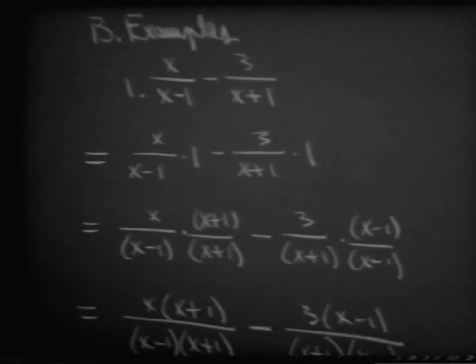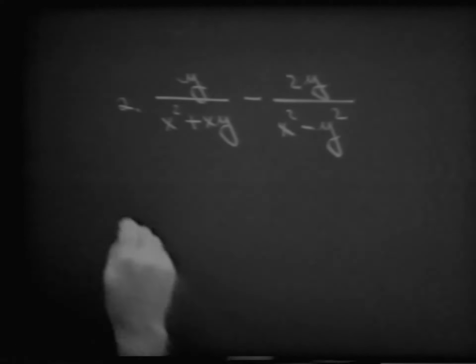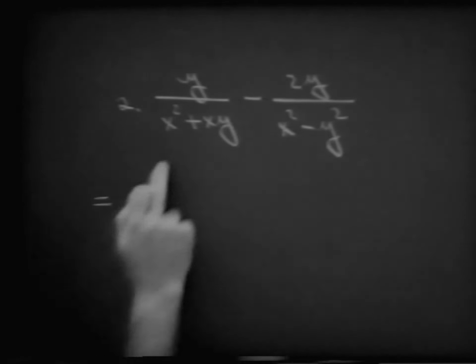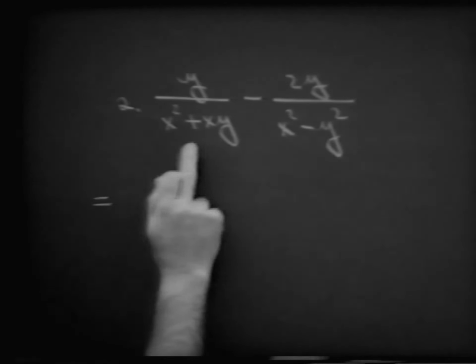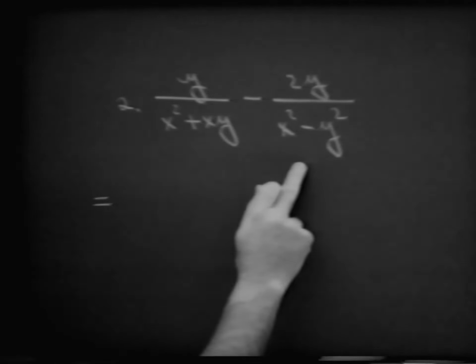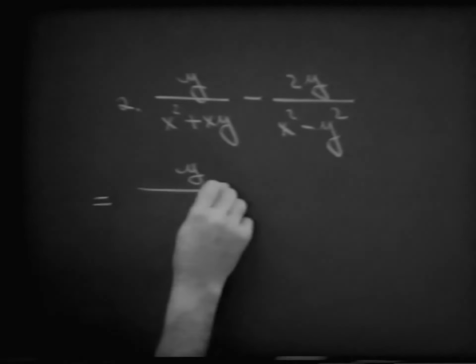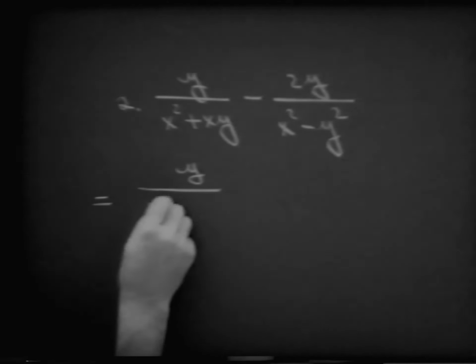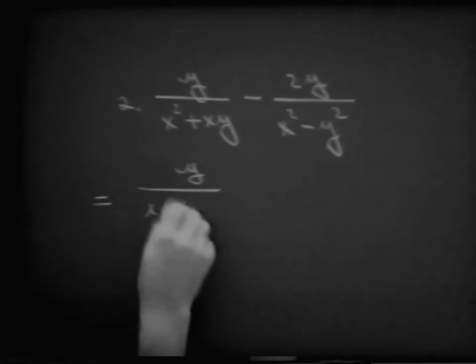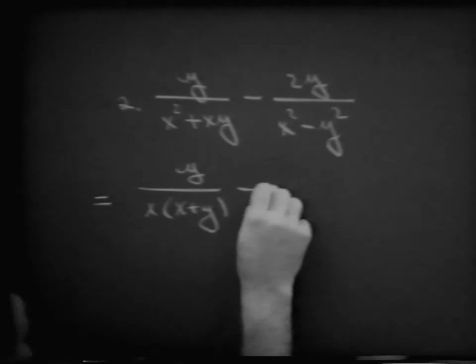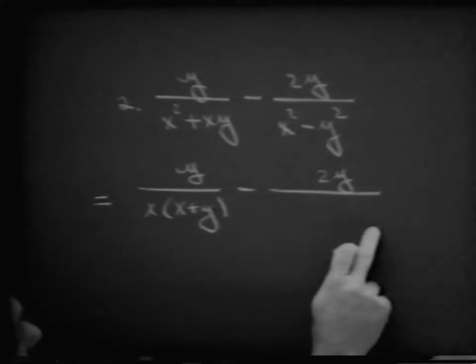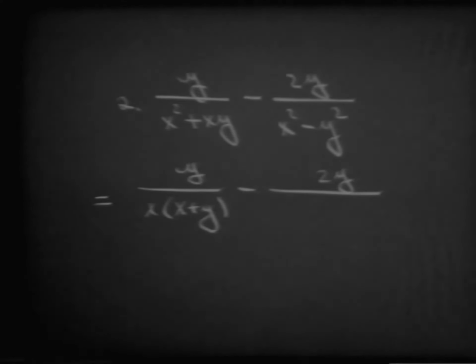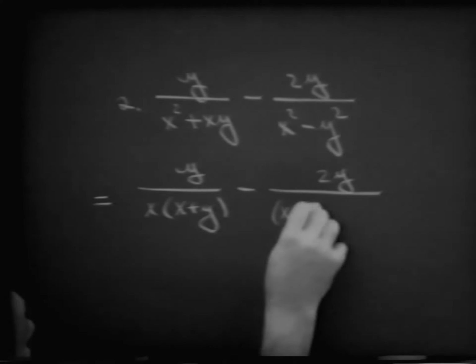Well, let's look at another example. And in this case, perhaps we don't need to put in every one of these little steps. Let's see if we can streamline it a little bit. Here we have y over x squared plus xy minus 2y over x squared minus y squared. And you look at that and you say, well, in this denominator I can factor out of there what? An x, and we have x times what? X plus y. And here we have 2y divided by what? We may factor that into, Brenda? X plus y times x minus y.